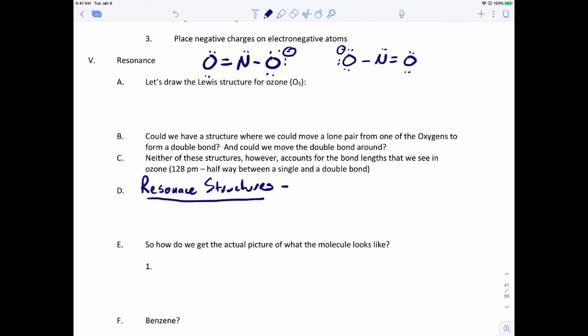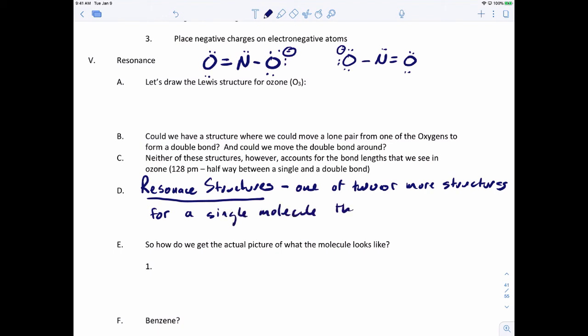Okay. Resonance structures are one of two or more structures for a single molecule that cannot be represented by one Lewis structure alone.